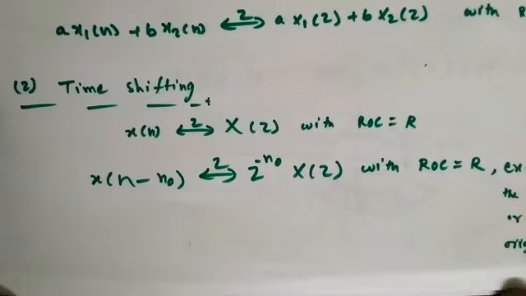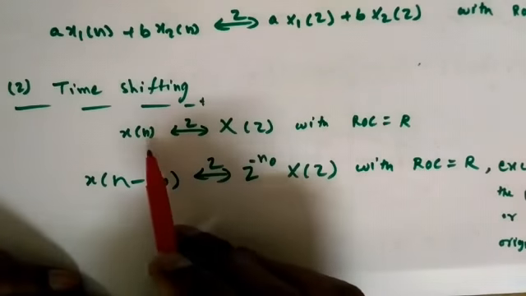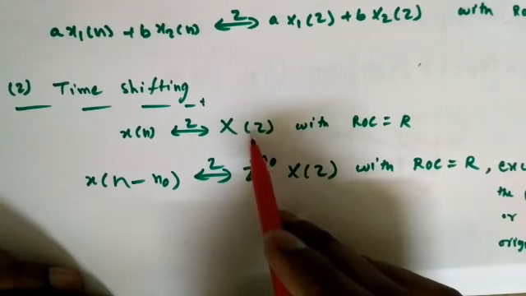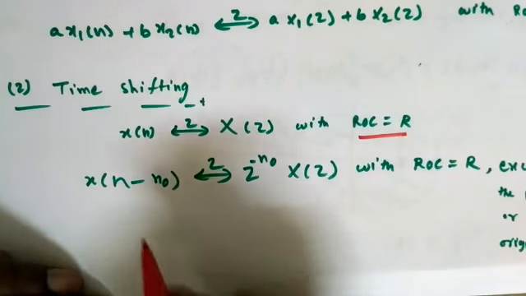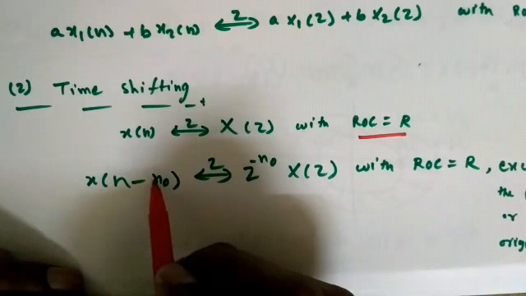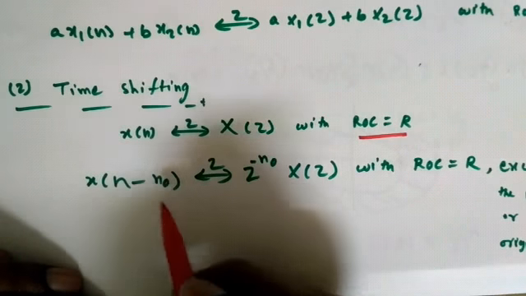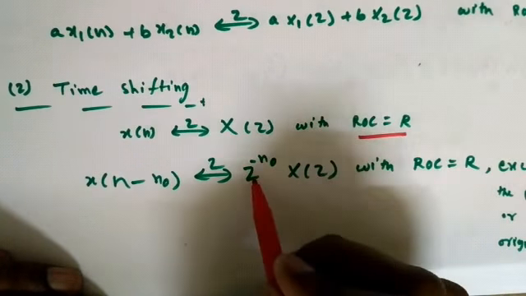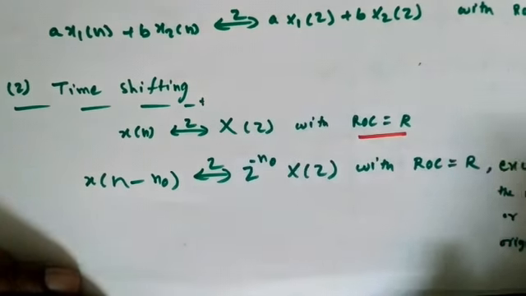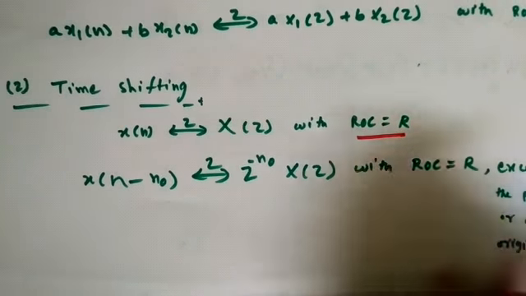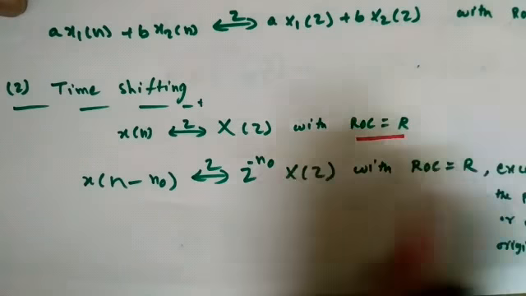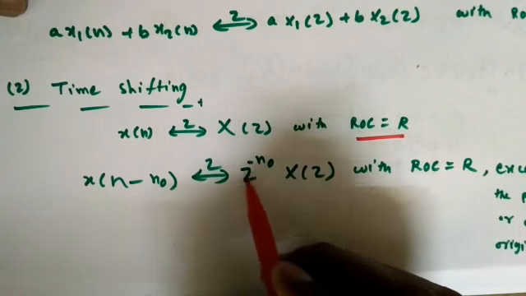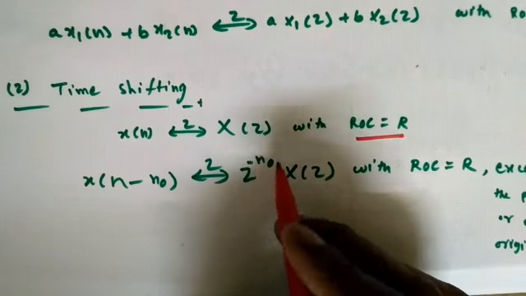The next one is time shifting. Time shifting means x of n has the Z transform x of z with ROC R. Now when we do the time shifting in the time domain, that is n minus n naught, in the z domain we need to multiply with z power minus n naught, as we have done in the Laplace transform as e power minus s into t naught. So here z is the complex variable, power minus n naught.